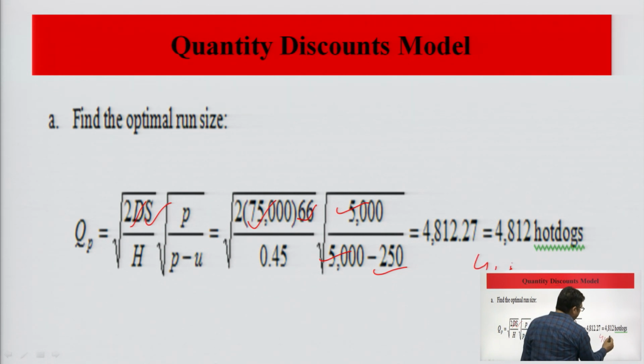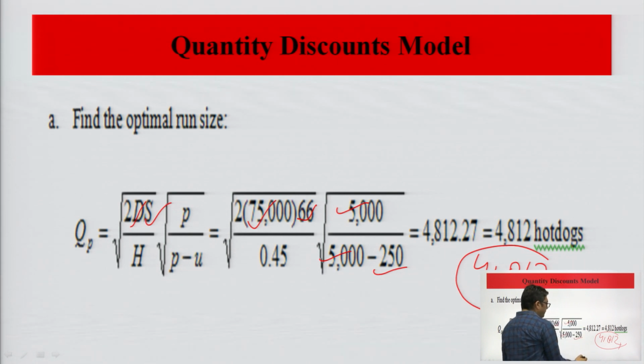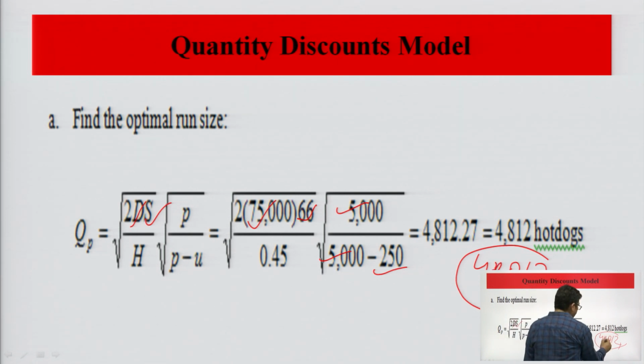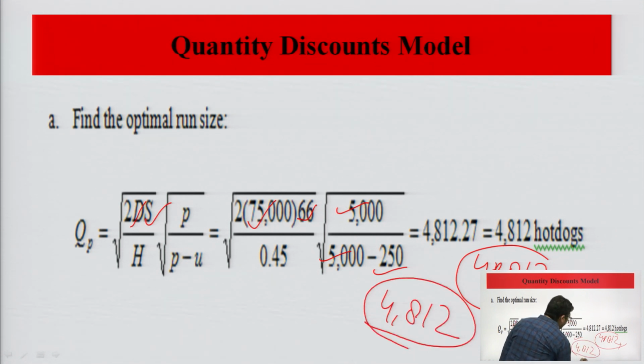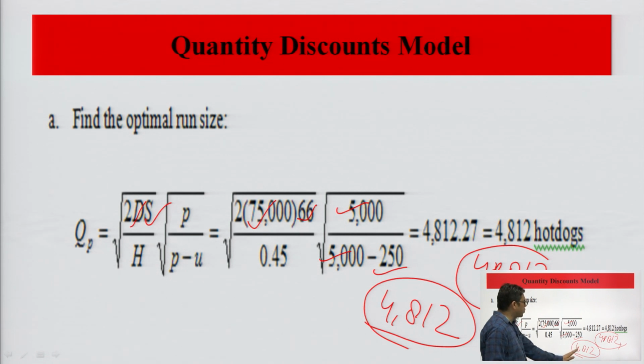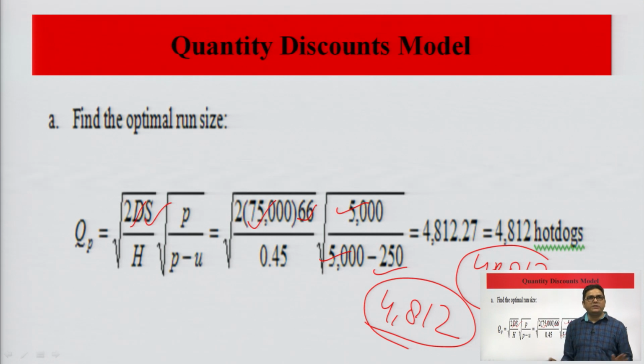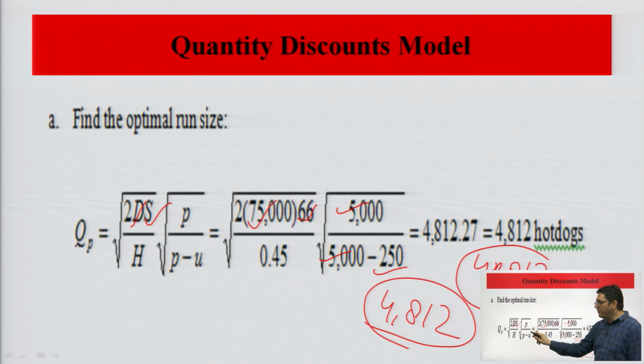4,812. So this is the economic production quantity that a company can place an order for to avoid extra inventory. I repeat again, this is the same as EOQ. P is the production rate, U is the usage rate, and all information is being given.